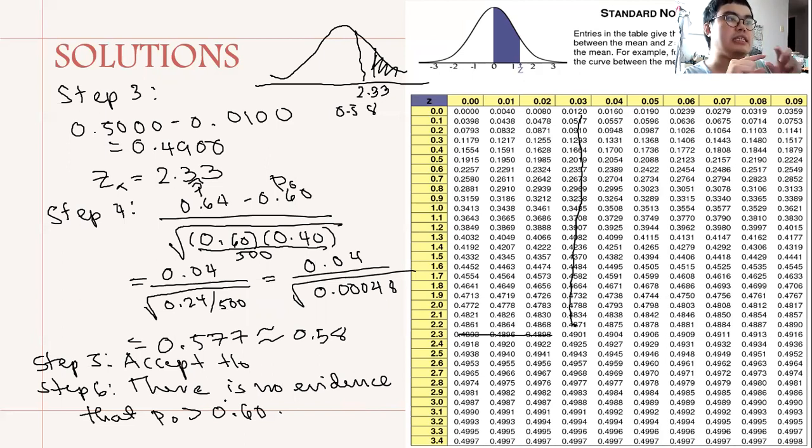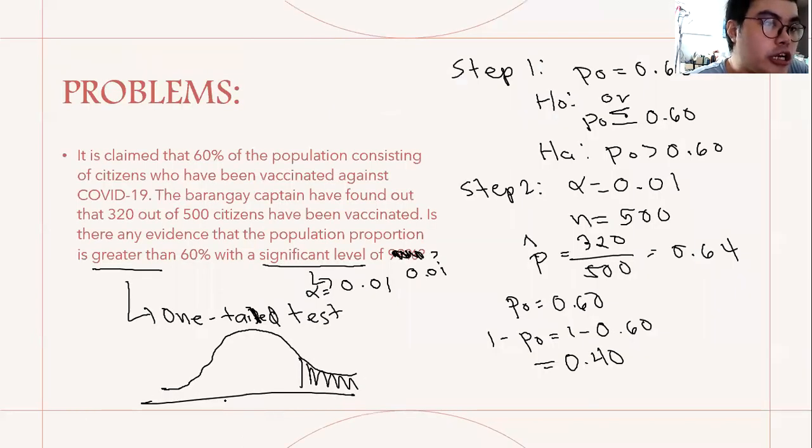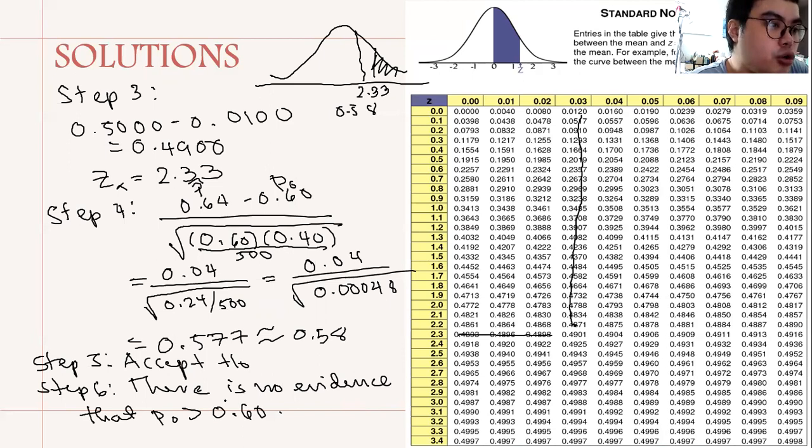Magkalapit kasi yan si sample proportion at si population proportion. So, para sigurado na magre-reject po tayo ng null hypothesis based on the right tail test, the sample proportion must be way, way, way bigger than the population proportion. So, the difference must be huge to identify that we can reject the null hypothesis. Kaya tayo nag-accept kasi mababa ang Z statistic.